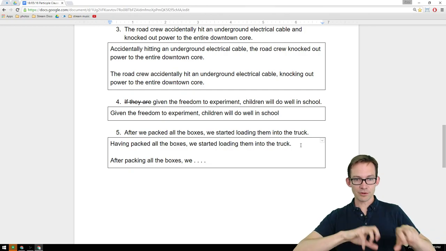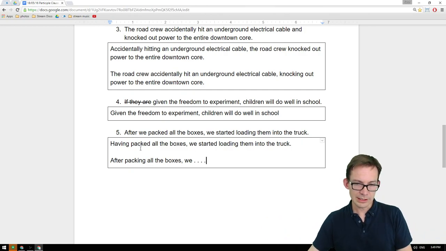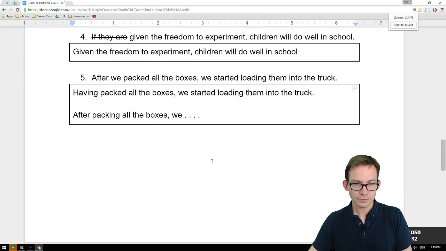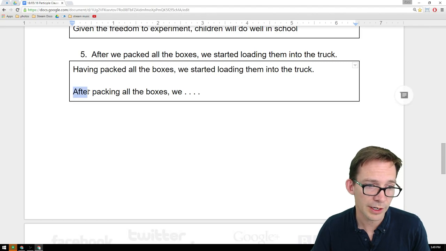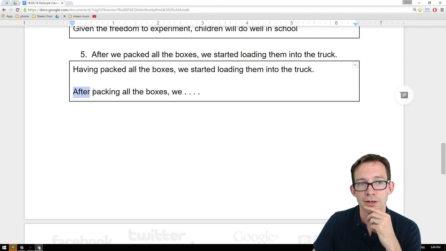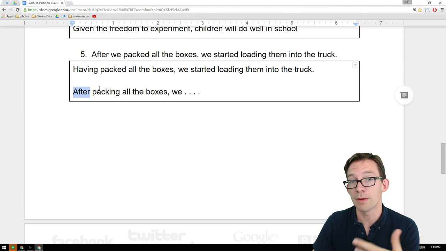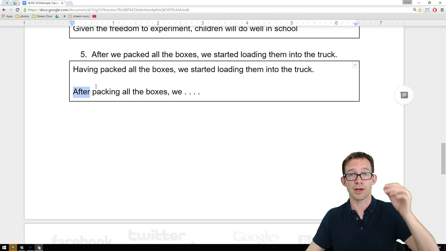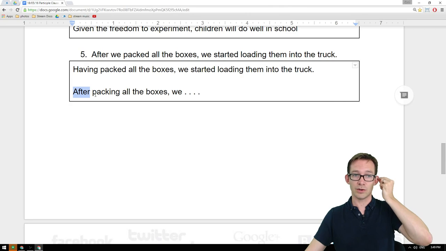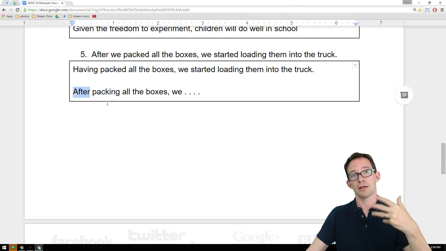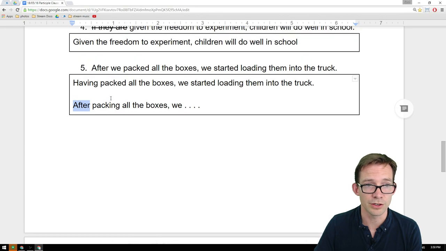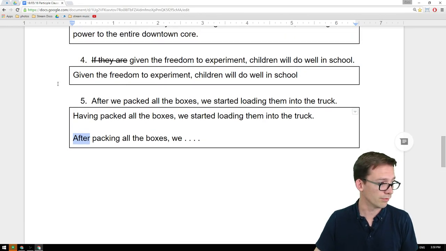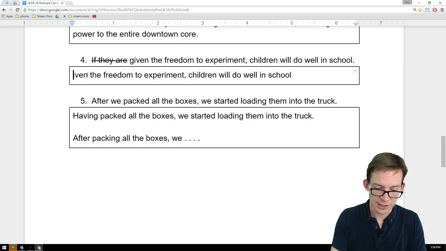Okay, so after packing all the boxes, now this is something that we didn't discuss today, but one thing you can also do with these participle clauses is sometimes you can include that conjunction or a preposition as well. And I know Mark was talking about prepositions today. So you will sometimes see a conjunction or preposition followed by the participle in a clause like this, and that's great too.